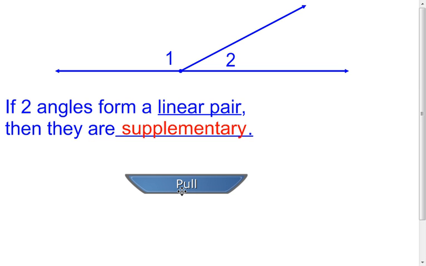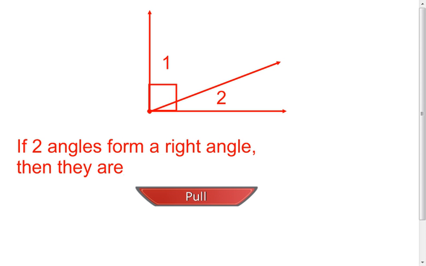Well, we're going to know that they're always going to be supplementary. So if we add the measure of angle 1 and the measure of angle 2 together, it's always going to equal 180 degrees. My next example, now I have two angles that are forming a right angle.